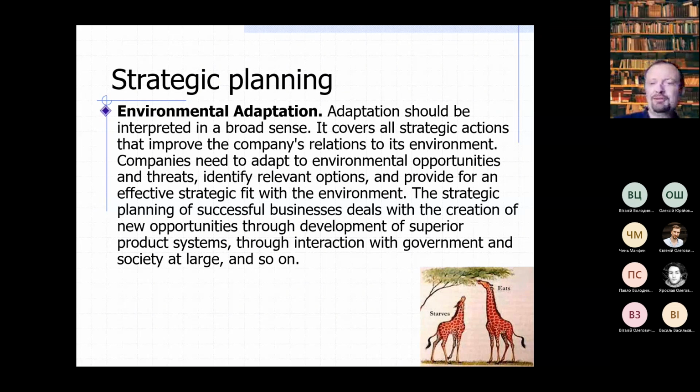Why did I decide to use this funny picture? Because once I read a very funny story that every time children are used to asking parents, for example, why the giraffe has such a long neck, and what is the wrong answer.